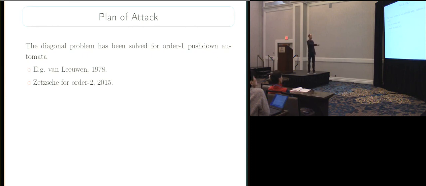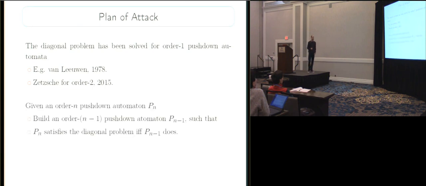So to start off with, the diagonal problem is quite easy to solve by now for order 1 pushdown automata, for your basic pushdown automata. That's because the theory is so well developed, you can probably think of various proofs just off the back of the envelope. I just wanted to mention Van Leeuwen, I think, was the first to show this for the downward closure for pushdown systems. That's 1978. And in fact, in Zetzsche's paper last year, he showed that it's even decidable for order 2.